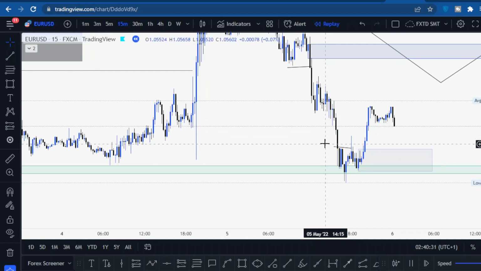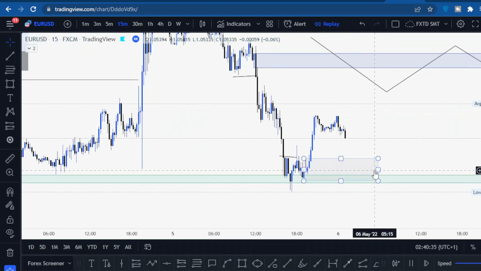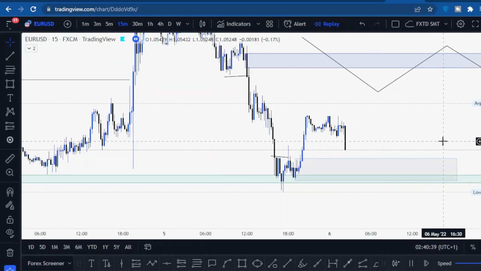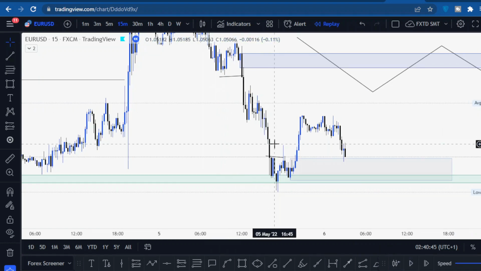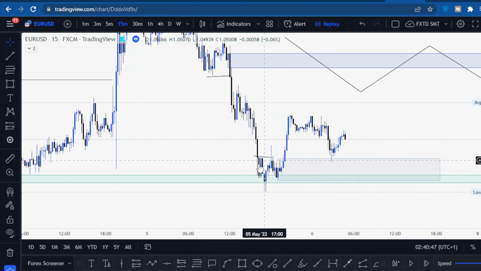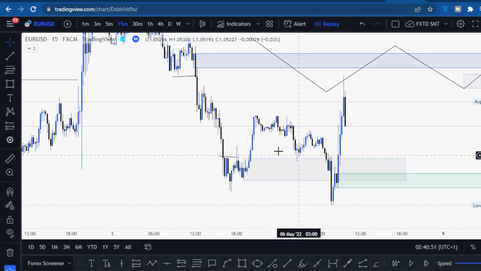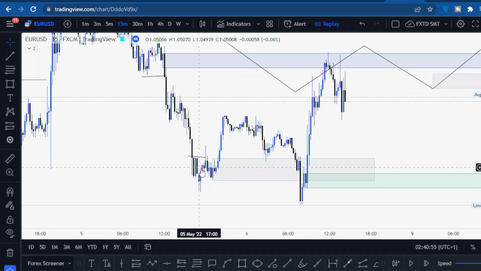Once you have been able to identify levels like this, you will see that it actually becomes easy for you to trade the market using the smart money concept, especially if you are a beginner. Now, look at this. Look at what price is doing now. Price came in just like the way we marked out, just like the way we marked.